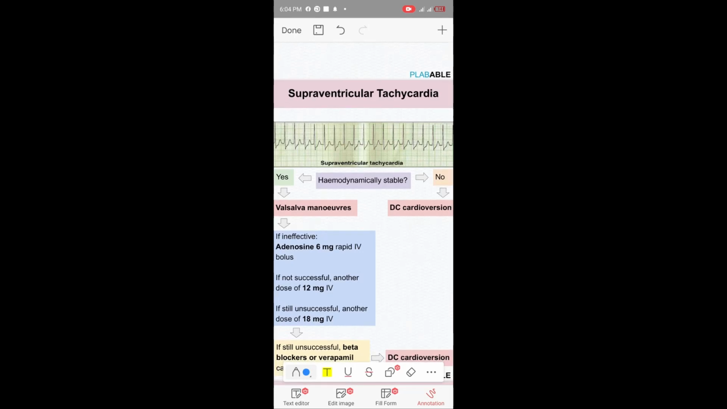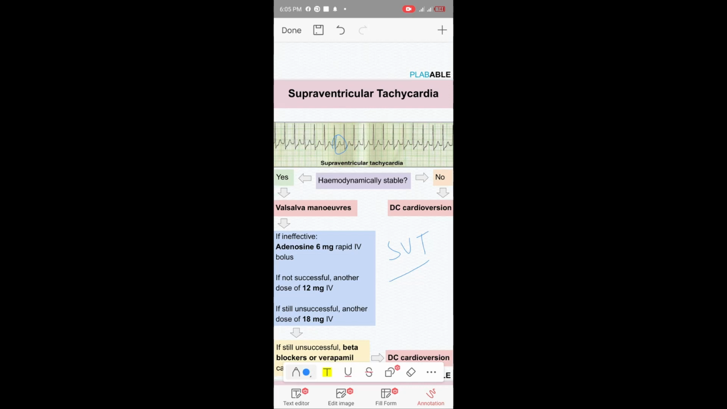Now, very important: supraventricular tachycardia, SVT. Here's an ECG of SVT. You can see the heart rate is around 160, and the heart rate is so fast that the P and T come close to each other and are superimposed, giving the impression of a single wave. You cannot recognize whether it's P or T because they are submerged.